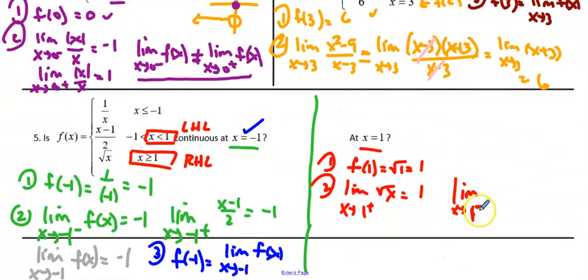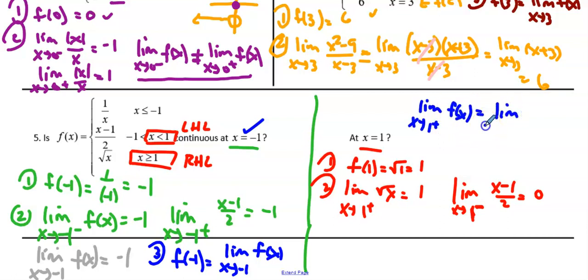So the limit as x approaches 1 from the left. Well, I'm going to use this function right here. I'm going to do x minus 1 over 2. I'm going to plug in 1 to our function. I get 0 over 2, which is equal to 0. So now you can say that this limit, let me write it up here. So the limit as x approaches 1 from the right of our function is equal to the limit as x approaches 1 from the left of our function.